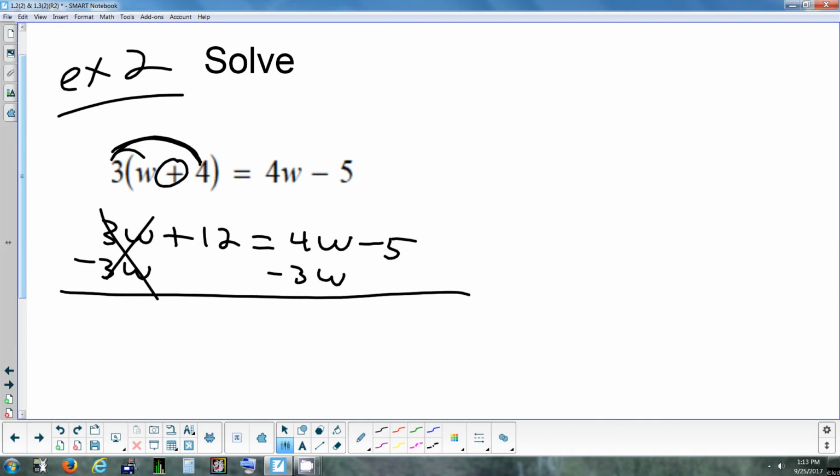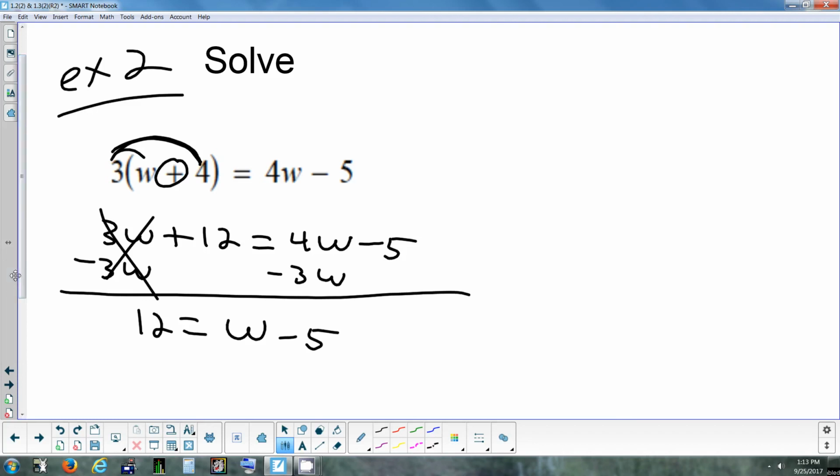So, Paige, can you tell me, what am I left with now for a new equation? 12 equals 1W minus 5. Yep. Is it okay to just write W, or do I have to keep the 1? I don't have to. I could put the 1. That's fine. Or you can just put W. And what's nice about getting a 1 in front of W is now you only have 1 step left. There's no number in front of W that you're going to have to deal with later.